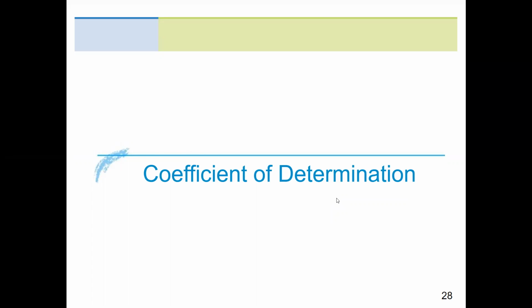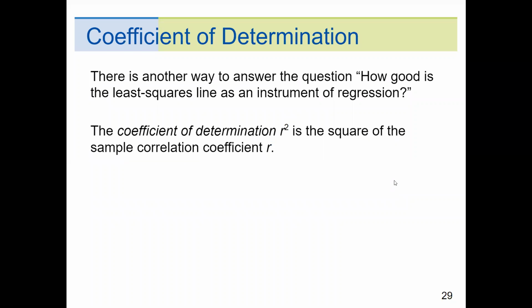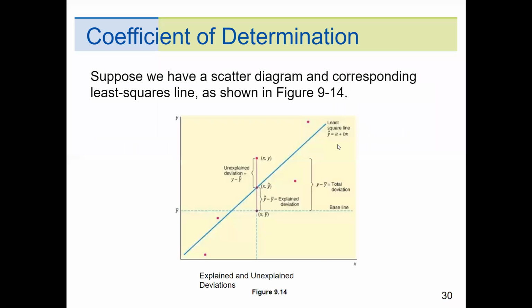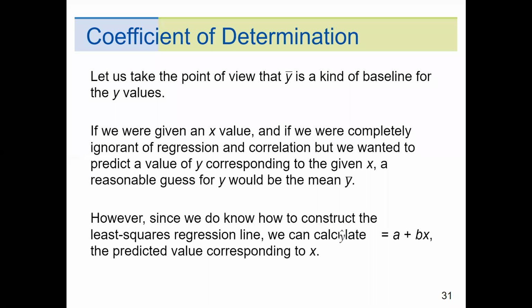Coefficient of determination. There is another way to answer the question, how good is the least squares line as an instrument of regression? The coefficient of determination, r squared, is the square of the sample correlation coefficient r. Suppose we have a scattergram and corresponding least squares line as shown in figure 9.14. I'll give you time to pause this so you can take this diagram down.